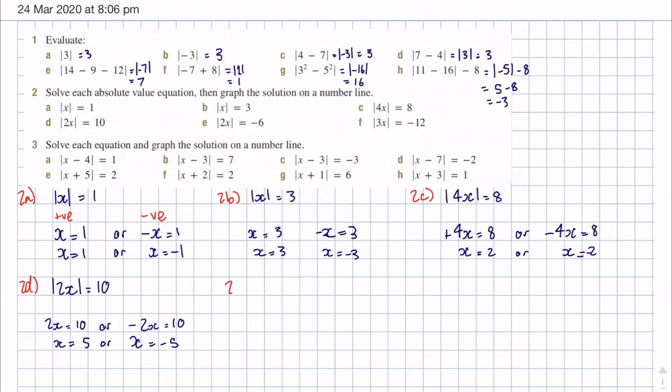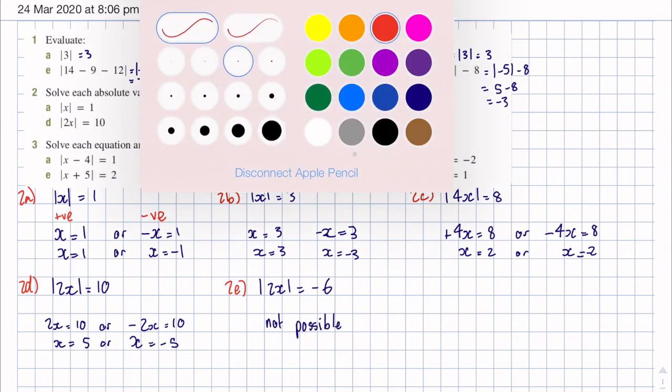2e, not a surprise. So here they're saying the absolute value of 2x equals -6. Now, this is actually impossible. Oh, sorry, I just realised that the advanced and extension books are different. In the advanced book, you've just got it coming up as +6, and in the extension book, you've got it coming up as -6. Not possible. The absolute value of something will never come out as a negative.